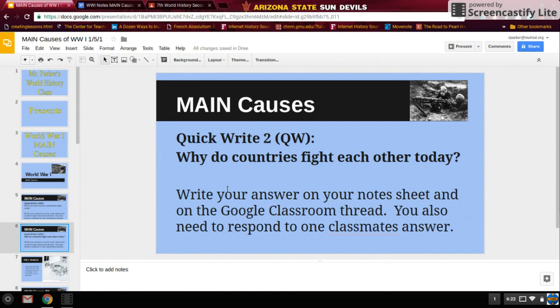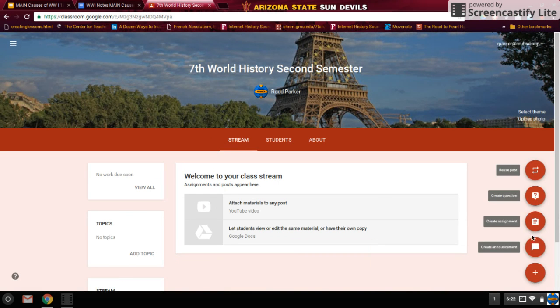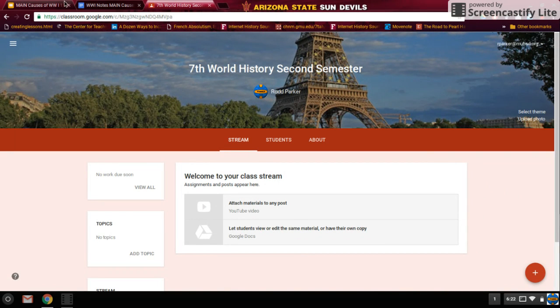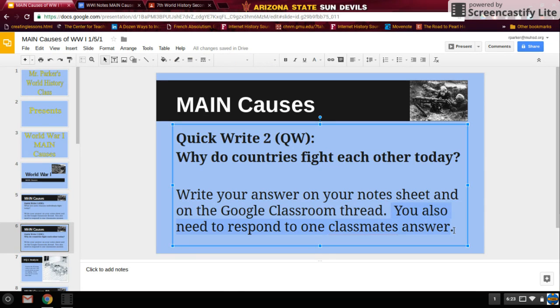Our second quick write, which will go right below that, is why do you think countries might fight each other today? Okay, so the first one, why do individuals fight? And then the second one, why would countries fight each other? Write your answers in your notes page there. And also in your Google Classroom, we'll create a question in there and put that answer that you wrote in your notes in the Google Classroom question also, and make sure, like it says here, that you also answer and respond to one of your classmates' answers. All right.